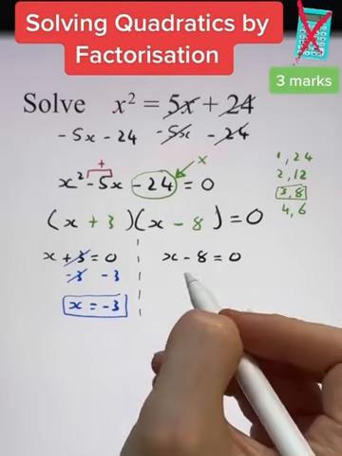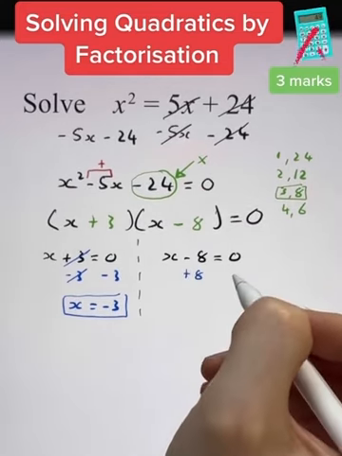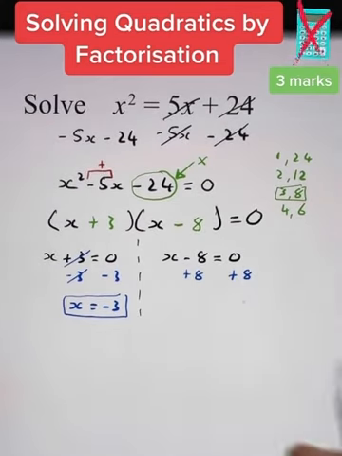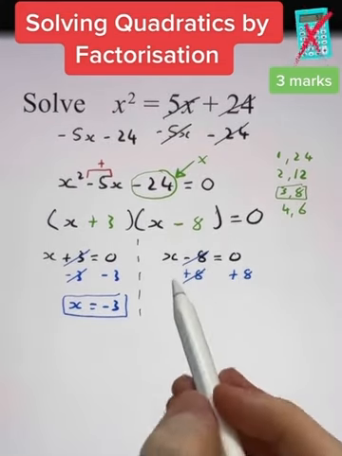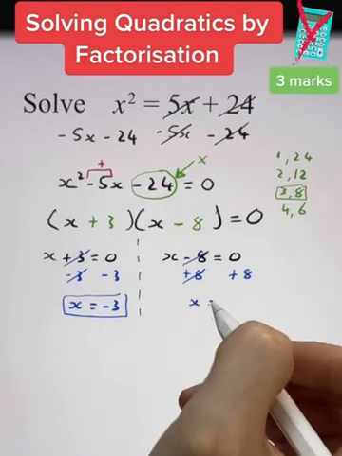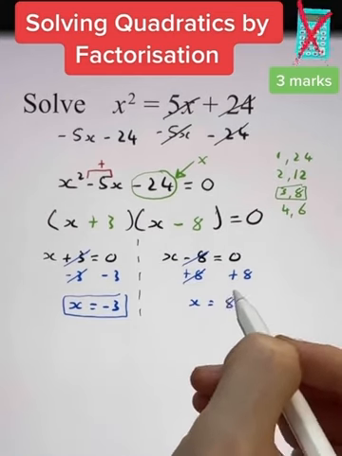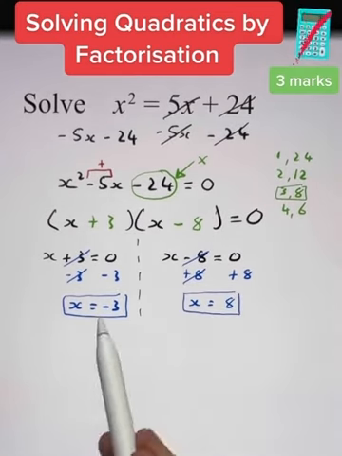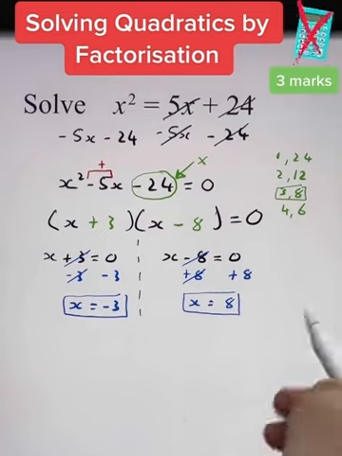Here, I've got x minus 8 equals 0. Again, as I want x the subject, the opposite of minus 8, I want to move that to the right by doing the opposite, which is to add 8 to both sides. We know negative 8 add 8 will cancel to leave us with x. And on the right-hand side, 0 add 8 will give us 8. So therefore, my 2 solutions are x equals negative 3 and x equals positive 8.